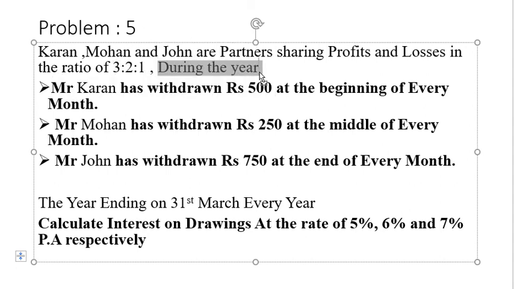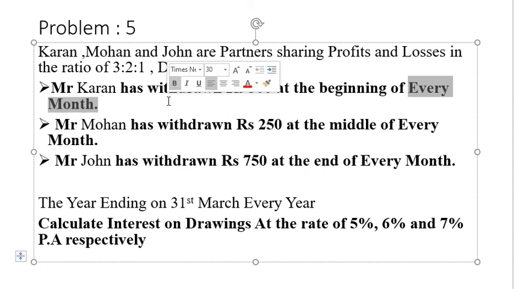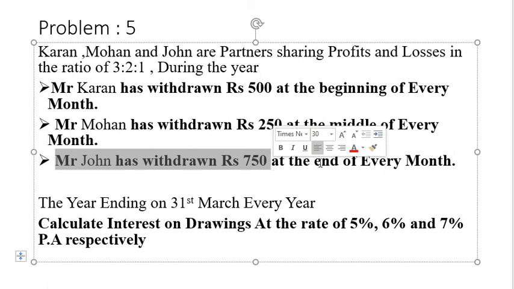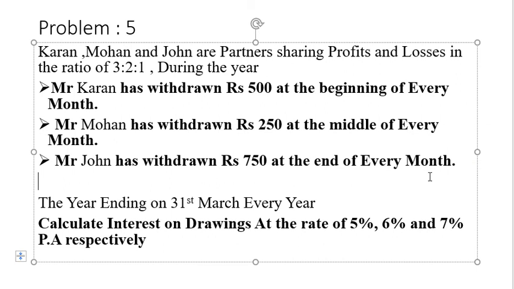During the year, Mr. Karan has withdrawn, see the first partner, Mr. Karan has withdrawn rupees 500 at the beginning of every month. See, every month beginning is withdrawing how much? 500 rupees. Next, the second partner, Mr. Mohan. Mr. Mohan is withdrawing rupees 250 at the middle of every month. And the third partner, Mr. John, see, Mr. John has withdrawn rupees 750 at the end of every month. So the same cases, nothing has changed here.